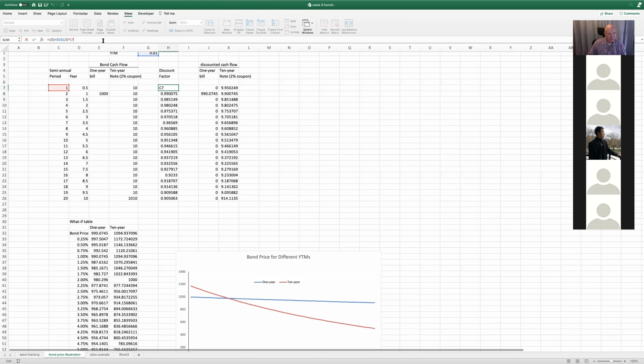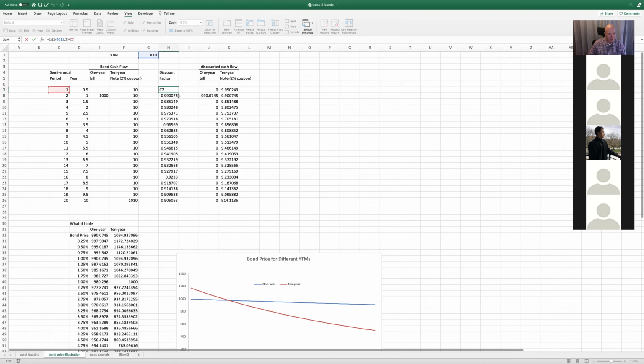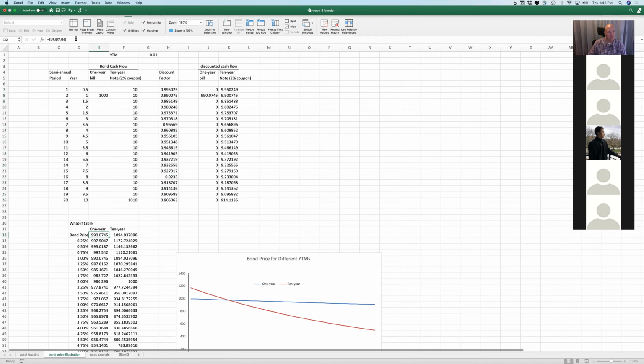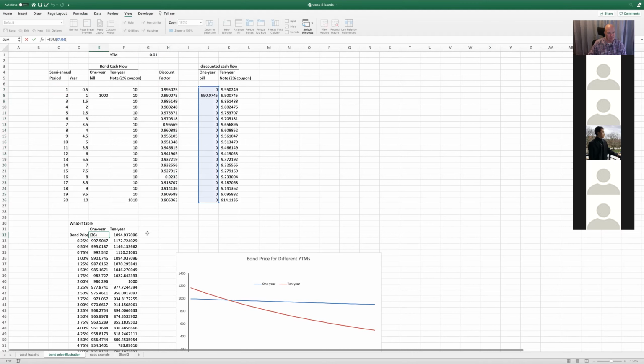All right, so here's my discount factor for period 1, period 2. And so my discount factors are becoming lower as I go forward in time because I'm discounting. Then over here, I just multiplied my cash flows by my discount factors to come up with the discounted cash flow, and here's the bond price here. So that's the process.